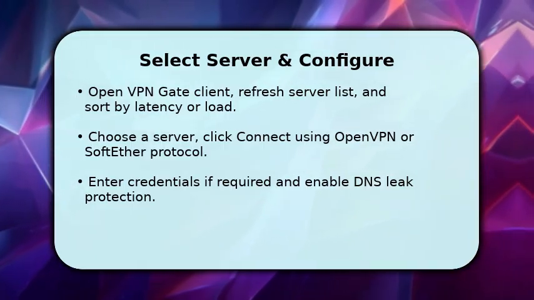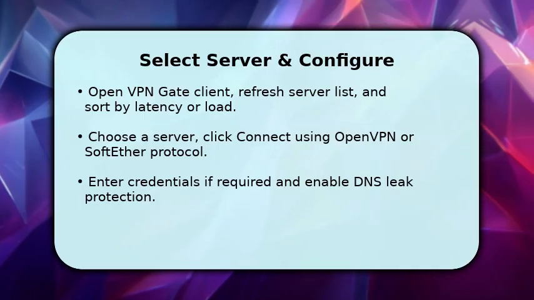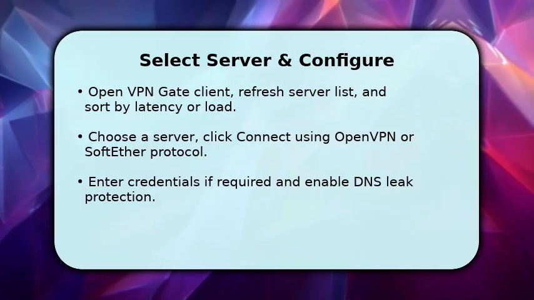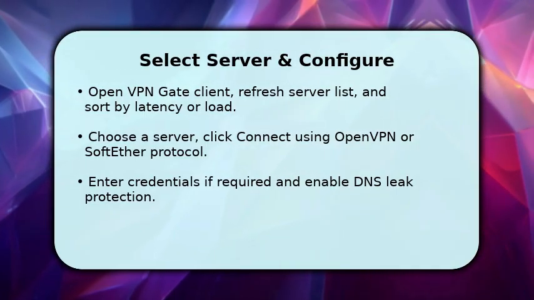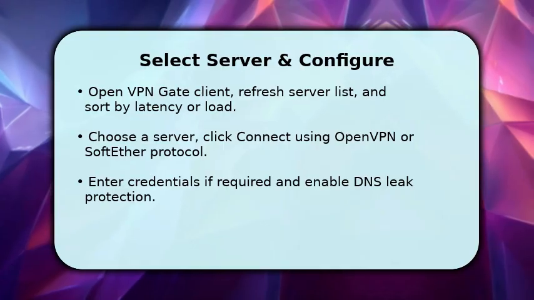You then select a server and choose the connection method, OpenVPN for compatibility or SoftEther for speed, and click Connect. If the server requires a certificate or password, enter it, otherwise accept the temporary account.